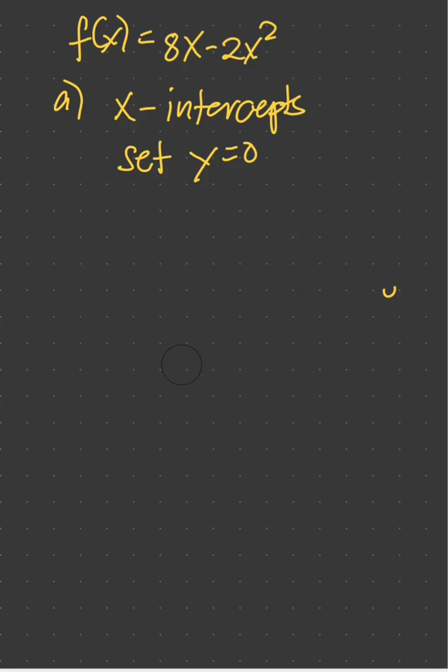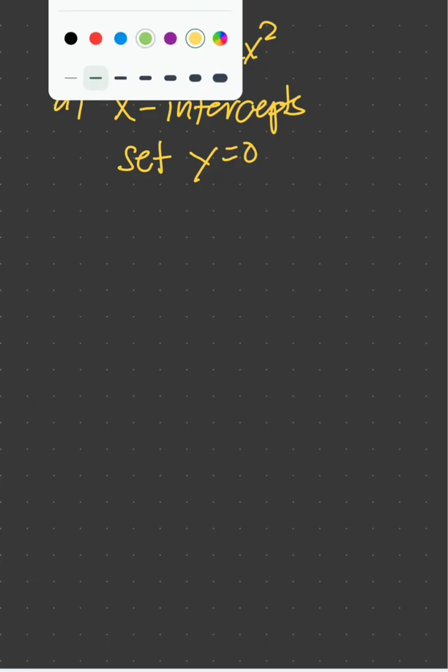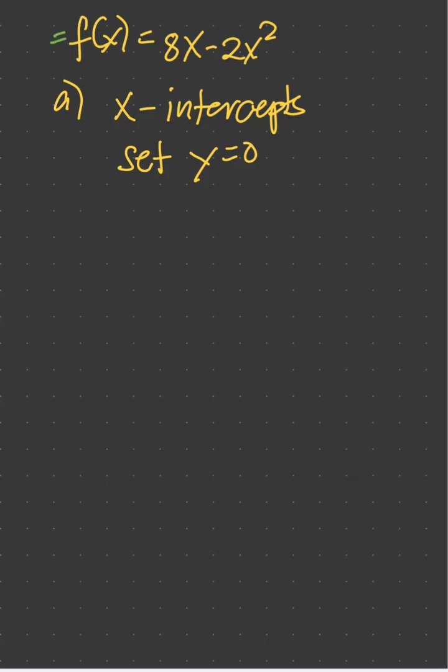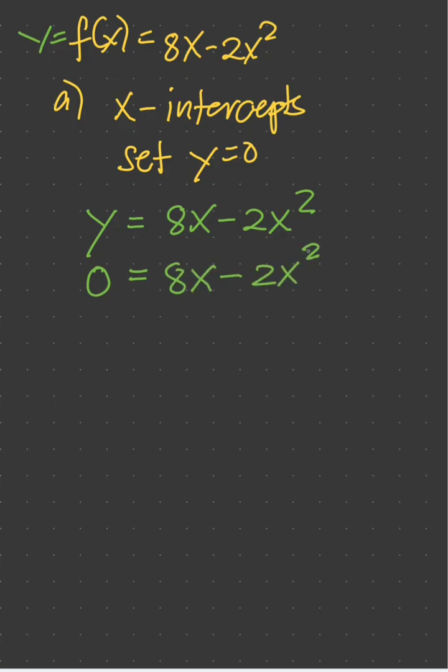Okay. So in this case, we are asked for the x-intercepts of the graph, given the function, its equation 8x minus 2x squared. It says we set y equals 0. So f of x is just equal to y. So we can write this as y equals 8x minus 2x squared. Then we set y to 0. So this is 0 equals 8x minus 2x squared. And now we can solve for the x-intercepts.